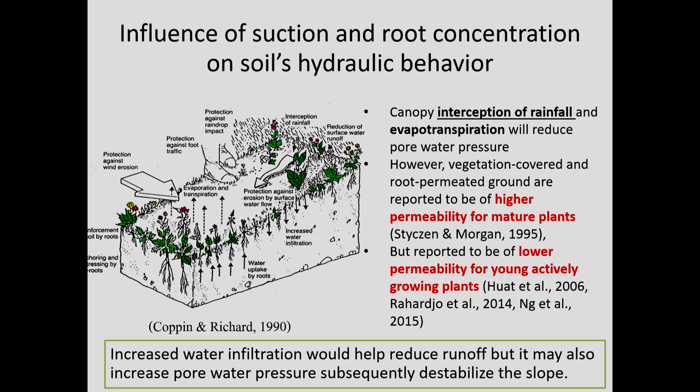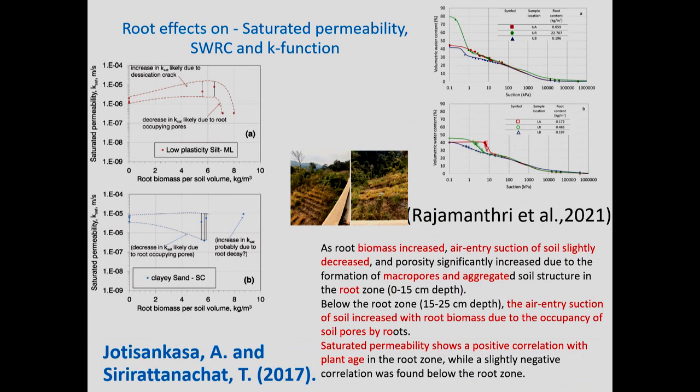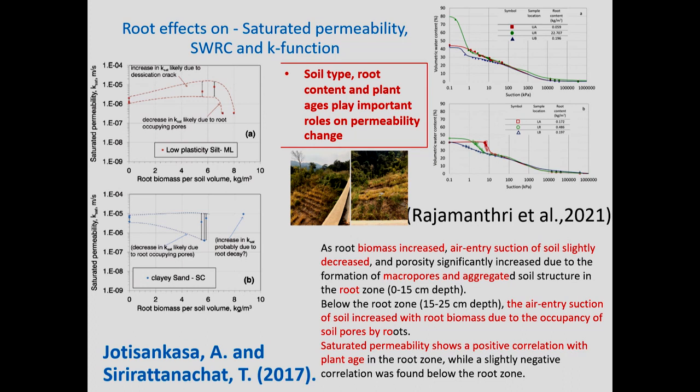However, we find that from a geotechnical engineering point of view, if you have increased infiltration, it may reduce runoff, but we don't like it too much because it may increase the water pressure and then subsequently destabilize the slope. So just to showcase some of the findings in terms of the unsaturated hydraulic properties of the root reinforced soils, we can see the influence of the soil type, the root contents, and the plant age. We did this test in the lab and also obtained samples from the field of the bioengineered slopes that have different ages.